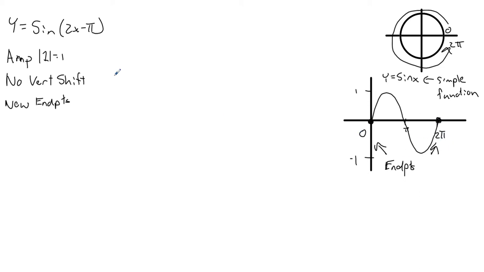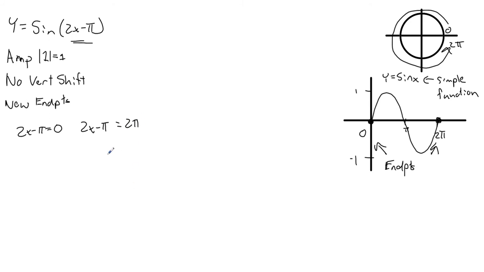The way that we do that is we take this expression right here and we set it equal to these two endpoints. So we're going to go 2x minus pi is equal to 0 because that's the starting point of one period. And then we'll set this expression, 2x minus pi, equal to the other endpoint, which is 2 pi.